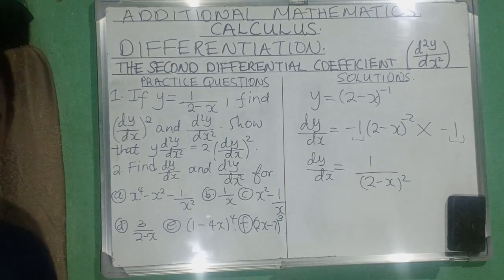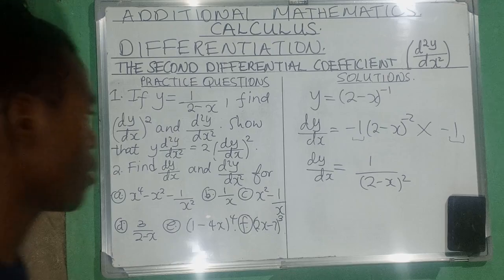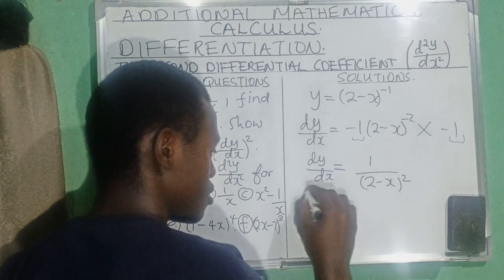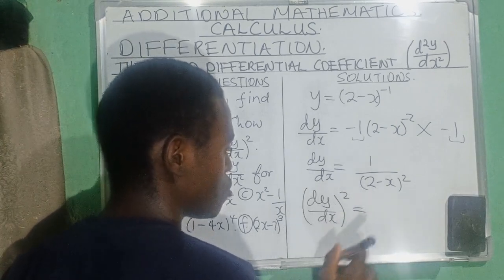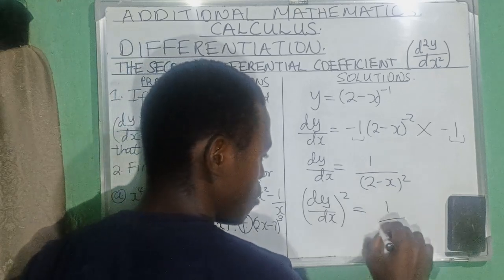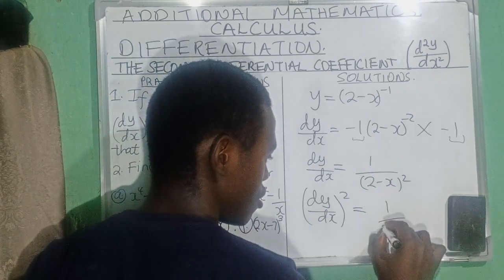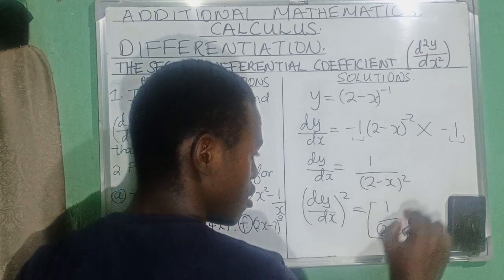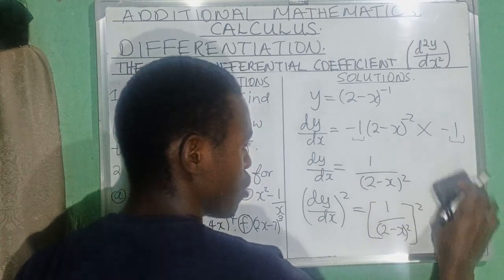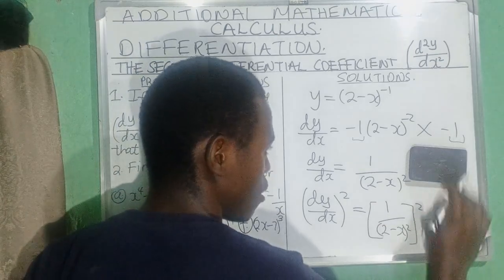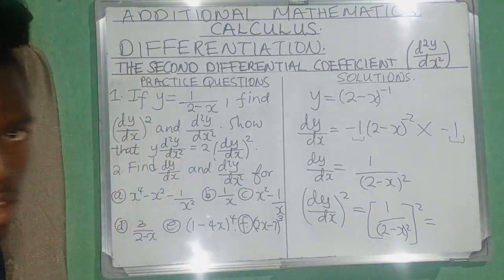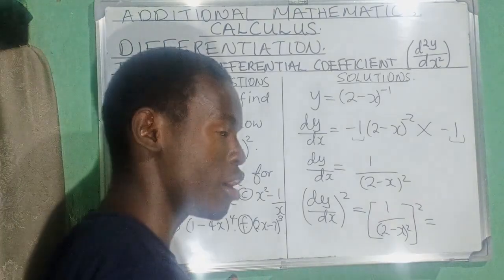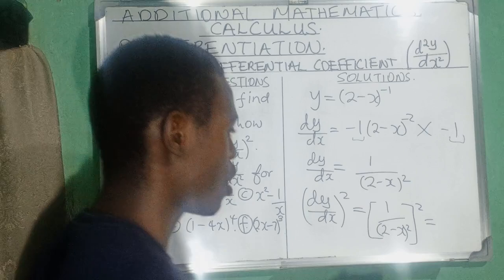Now they want us to find our (dy/dx) squared. Okay, it's still our dy/dx, but it has to be squared, so it will be equal to 1 divided by (2 minus x) squared, and that has to be squared again. Okay, so how do you proceed from there? What you do is, first of all, you square 1. 1 squared will be what? 1 times 1, which is 1.